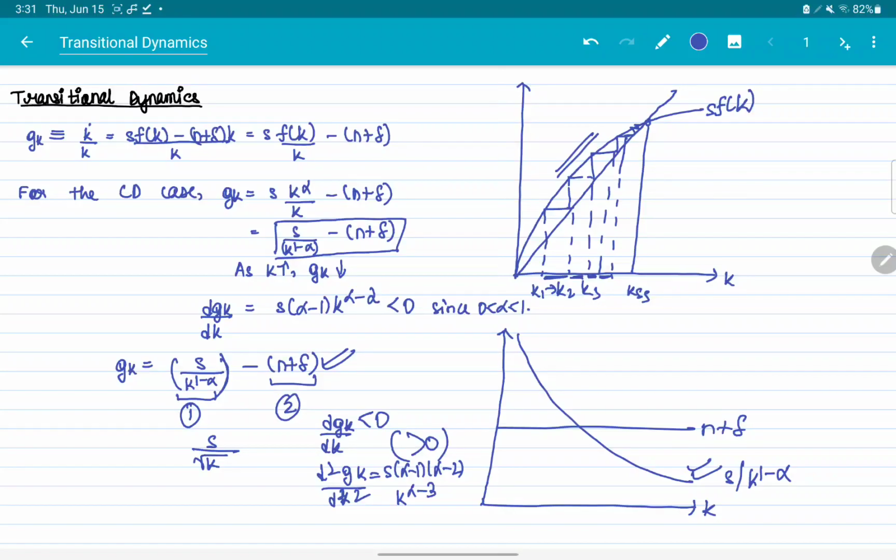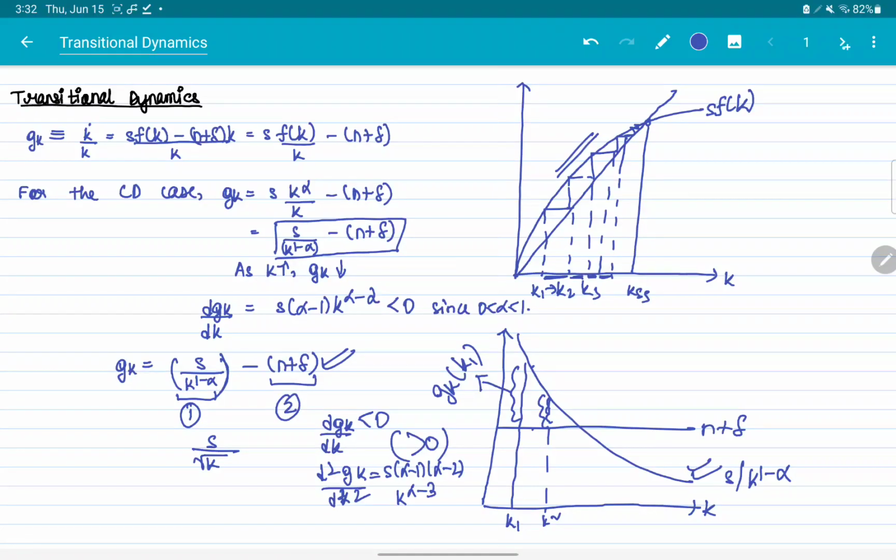So for a given k, this vertical distance between this and this is the growth rate. So if you're here, then at k1, this is the growth rate, right? This gap. When you're at a higher k, say k2, this is the growth, and it's smaller than what it was at k1. So this is just a verification and a diagram which in fact is quite useful and relevant.